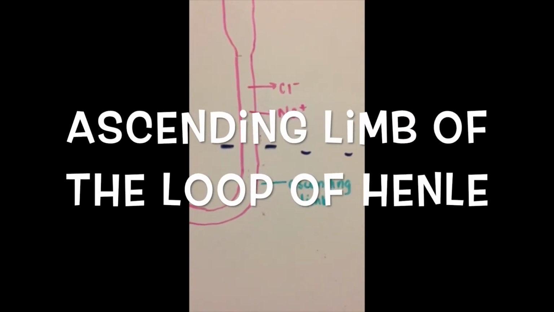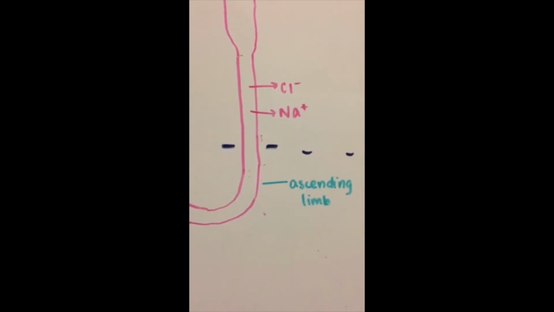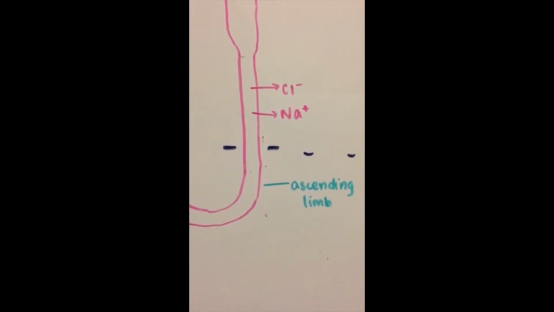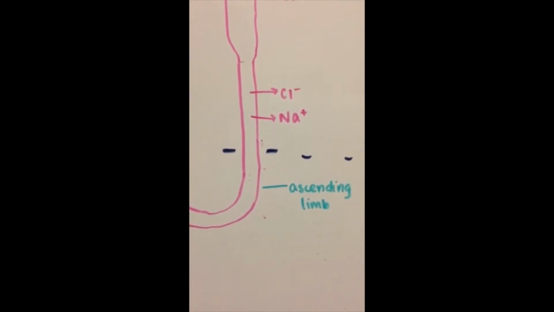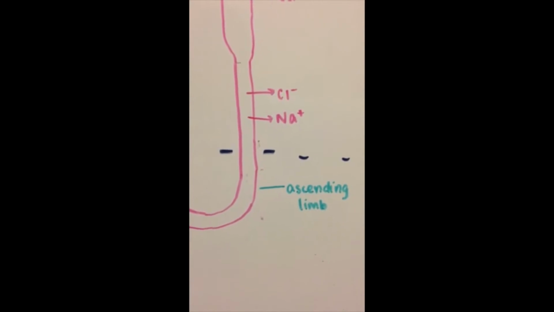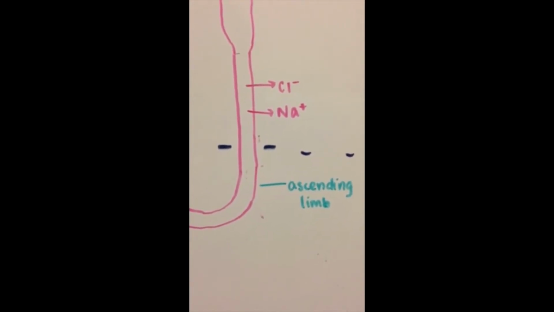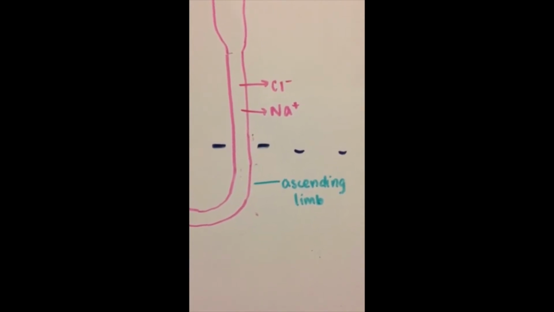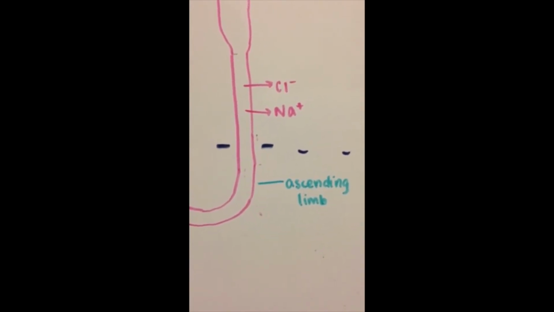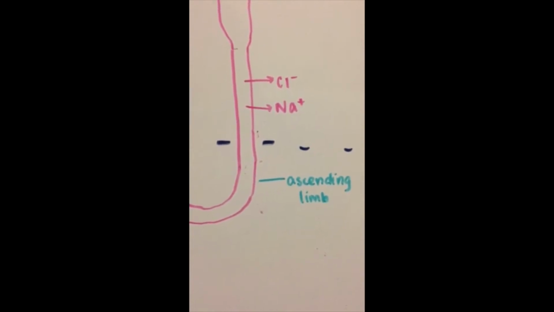As the descending limb transitions to become the ascending limb of the loop of Henle, a change in permeability occurs. The ascending limb is only permeable to salts and is impermeable to water. Here the opposite occurs. At the deeper parts of the medulla, salt concentrations are high, but decrease as the ascending limb rises. Thus, increasing amounts of salt are removed from the filtrate as it travels up the loop of Henle.